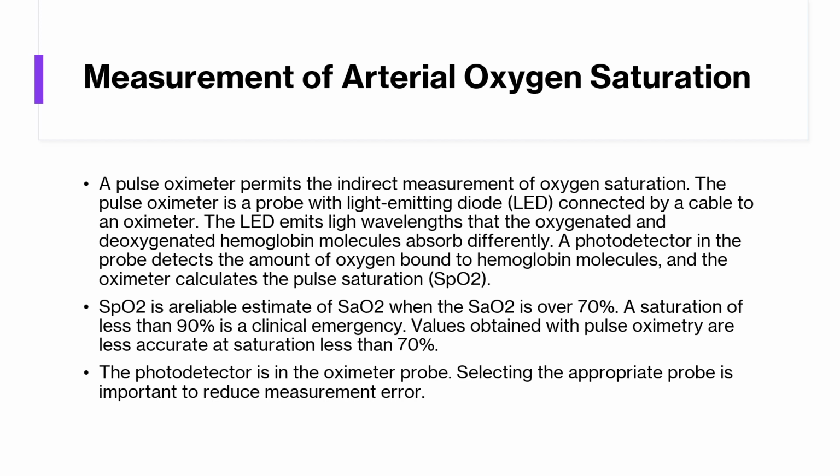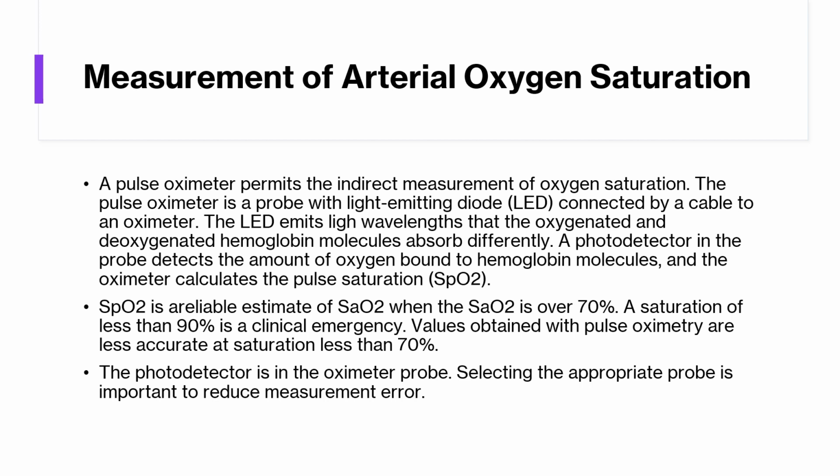So the pulse saturation is a reliable estimate of the arterial oxygen saturation when the arterial oxygen saturation is over 70%. A saturation of less than 90% is a clinical emergency. Values obtained with pulse oximetry are less accurate at saturation less than 70%. So we know that a value of less than 90% is considered hypoxemia. However, values below 90 may be acceptable in certain chronic diseases like asthma and COPD.